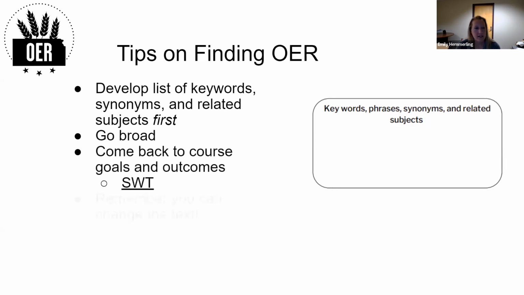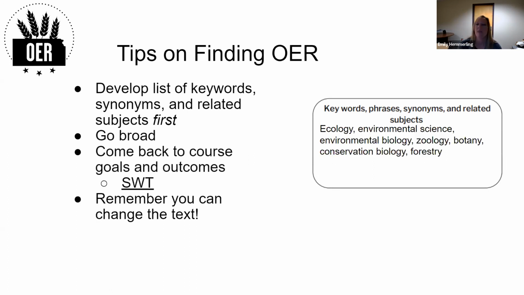I'm going to get all these tips up here first. Okay. So you might want to use environmental science, environmental biology, zoology, botany, conservation biology, and forestry as search terms to kind of cast a really broad net to see what you can capture.